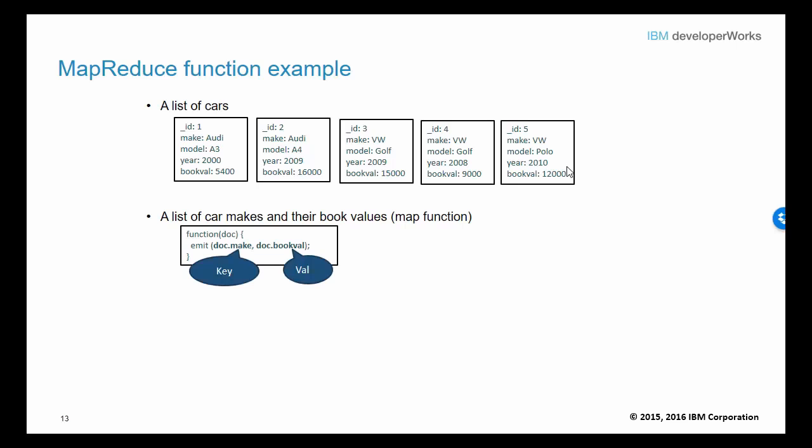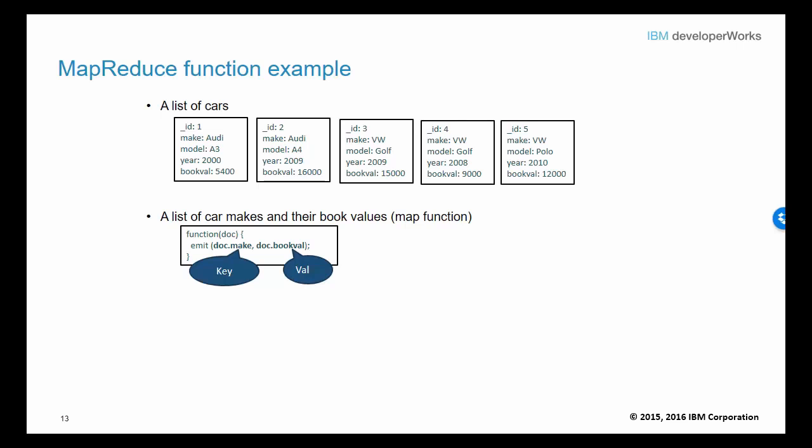It's a JavaScript function that gets each document as a parameter, and then it has to do something. In this case, we're calling emit. And this is what the map function is actually returning. So we're returning the make and the book value. And the first thing that's returned is always the key, and everything else is considered a value. So in this case, we're creating a list of makes and book values and returning those.